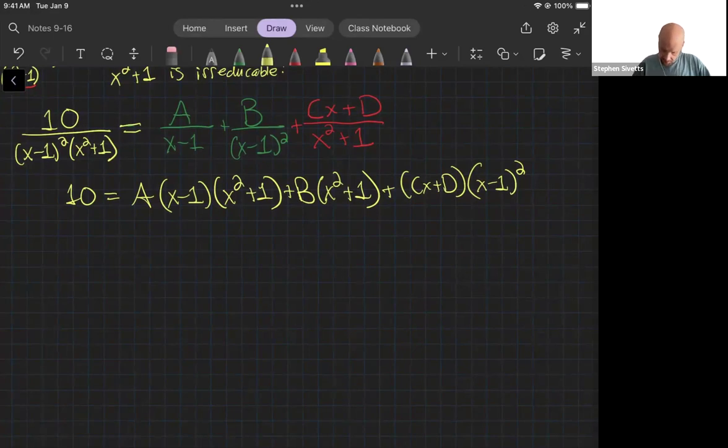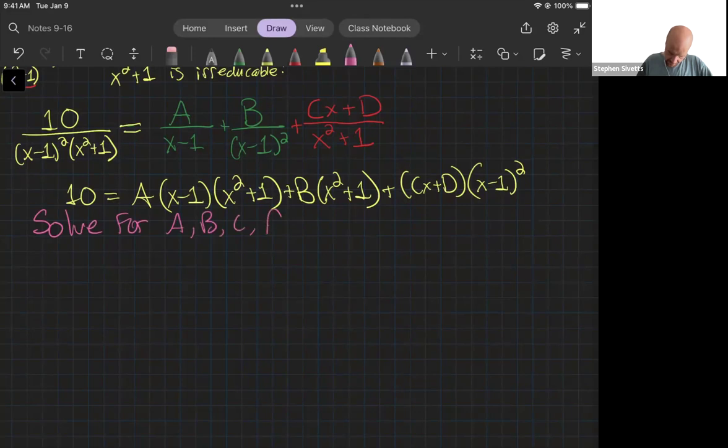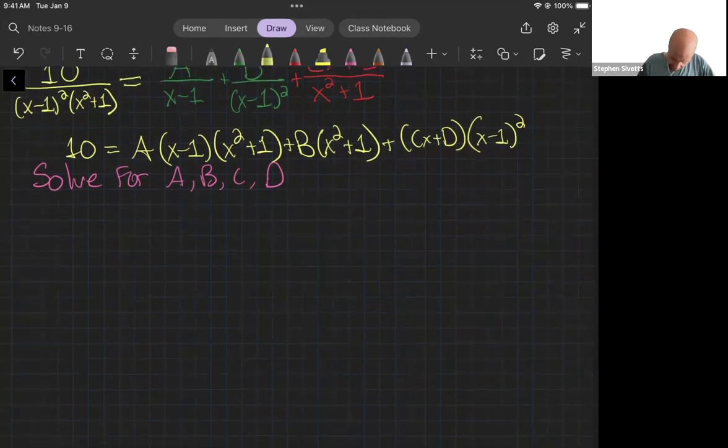Now I'm going to show you the other method for this one to figure out how to solve for A, B, C, and D. So one way is, we want to group together the coefficients relating to the highest power of x, right?